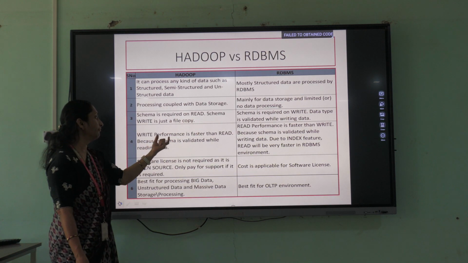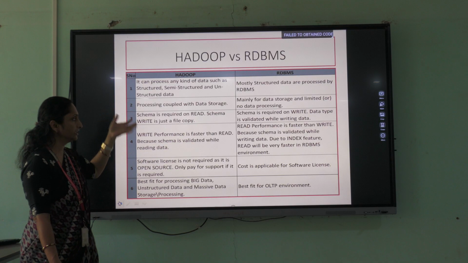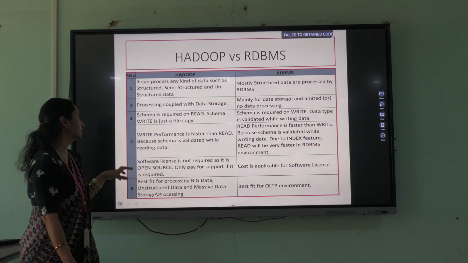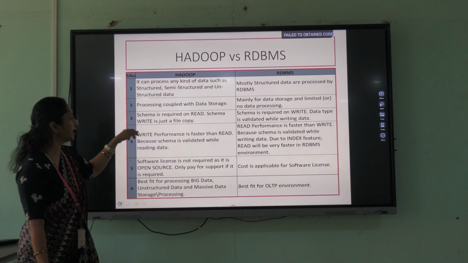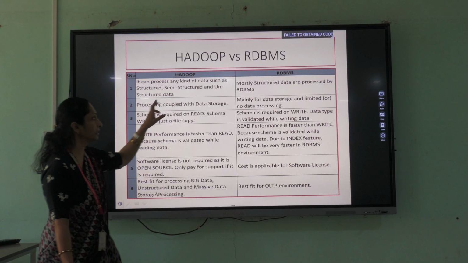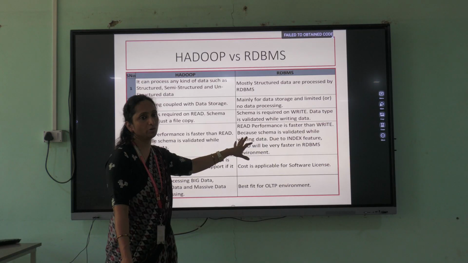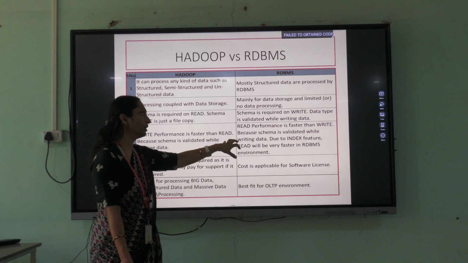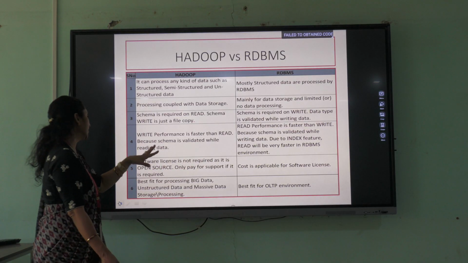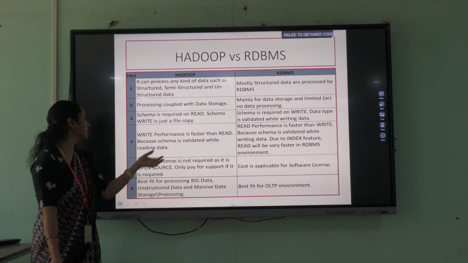So write performance is faster than read because it is accepting whatever data comes to that DB as it is and storing it. After that, it is converting to the required format. But in the RDBMS, it takes more time. Write operation takes more time, read operation takes less time, because it is converting, then it is reading. So that's why the reads are faster than write.